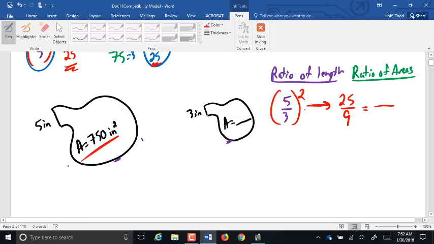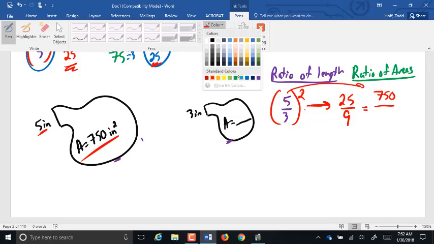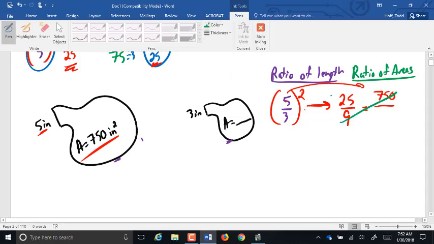I have the 750 square inches. Where does that go? It's from the same figure as the 5, so it goes on top. So we have 9 times 750 divided by 25, which is what, 270, I believe? Square inches. So that figure would be 270 square inches.